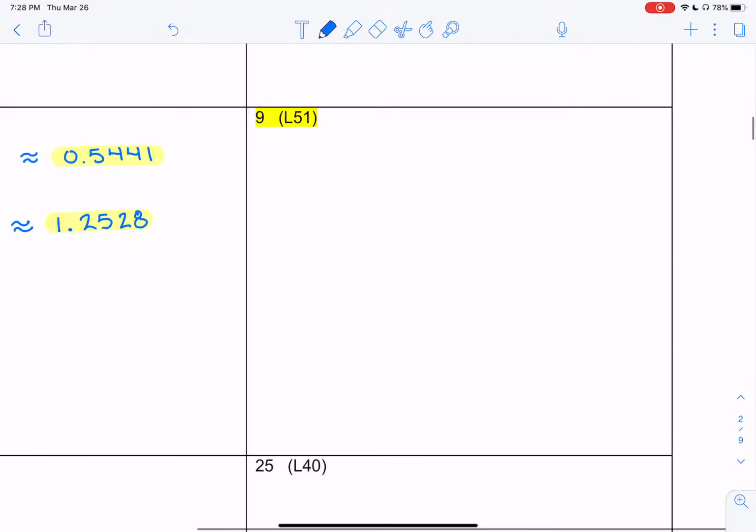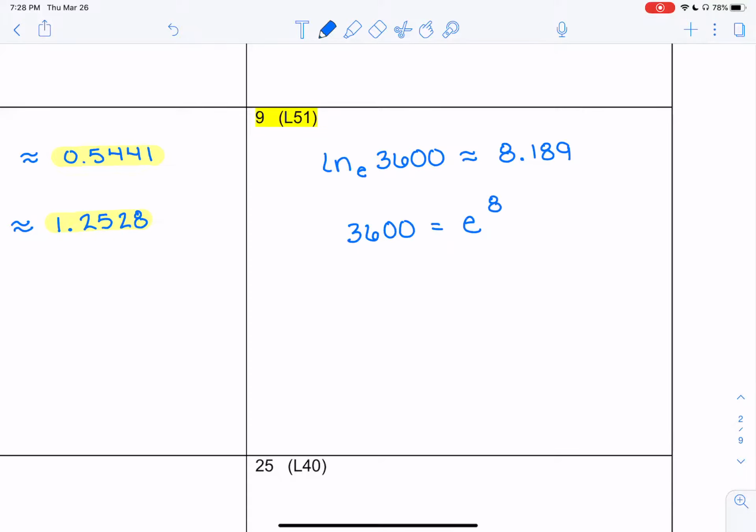Let's go over to number 9. Write 3,600 as a power whose base is e. Since it's base e, I'm going to use natural log, and I plug in the number they are asking for, which is 3,600. On the calculator, natural log of 3,600 comes to 8.189. Let me rewrite this in exponent form. It is e raised to the 8.189. And that is my solution for number 9.